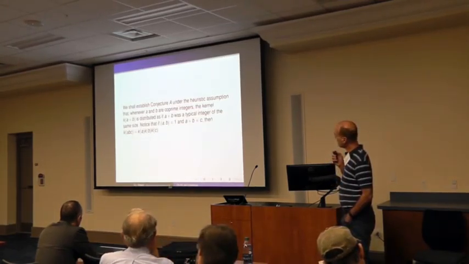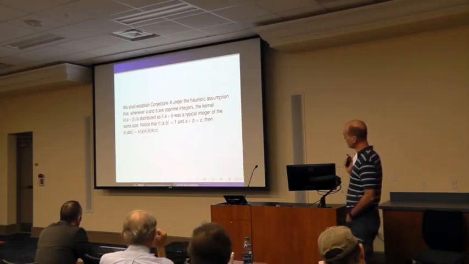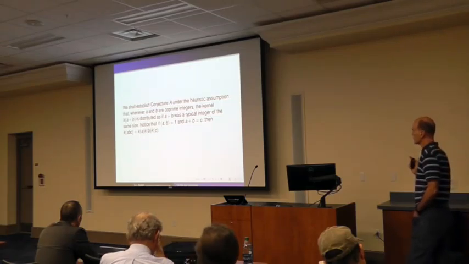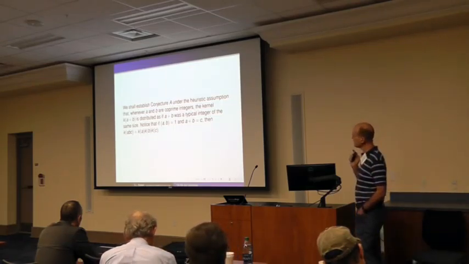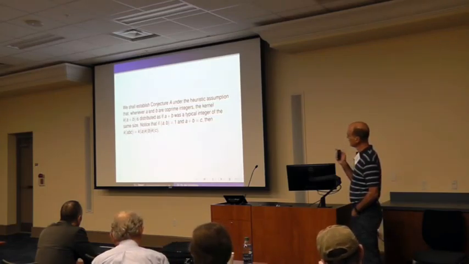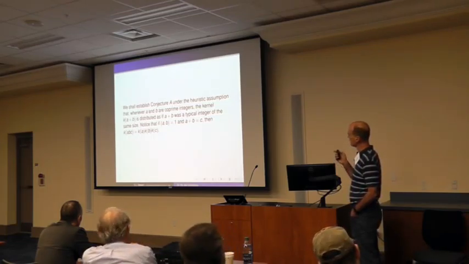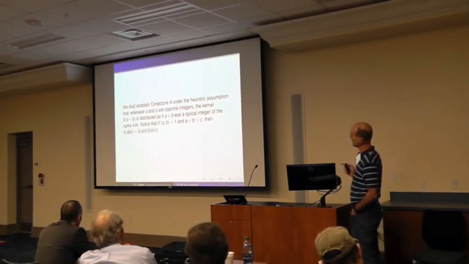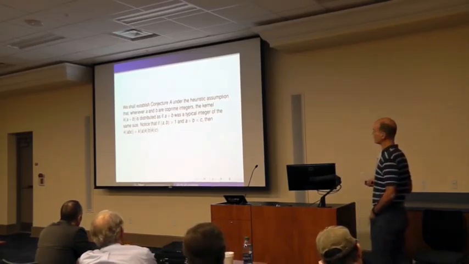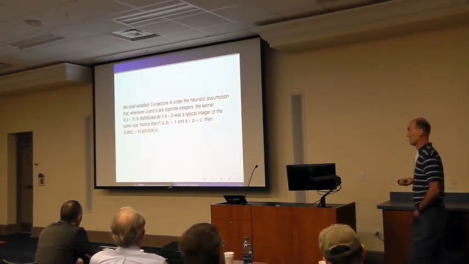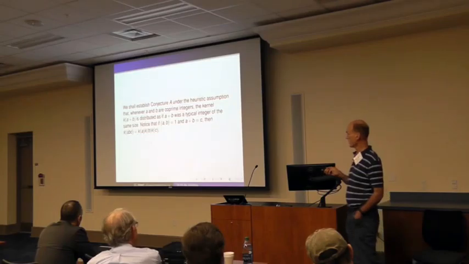Okay, so conjecture A, remember, is established under this heuristic assumption that whenever A and B are coprime integers, the kernel is distributed as if A plus B was a typical integer of that size. So just a first remark before I give an indication of how this would go. If A and B are coprime and A plus B is equal to C, then the nice thing is that the greatest square free factor of the product, A times B times C, is just the product of the greatest square free factors.